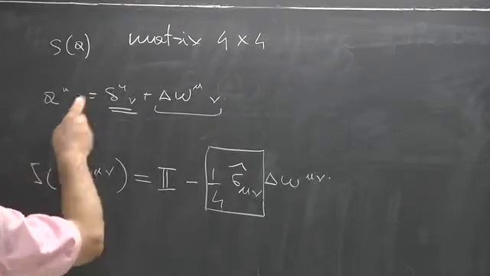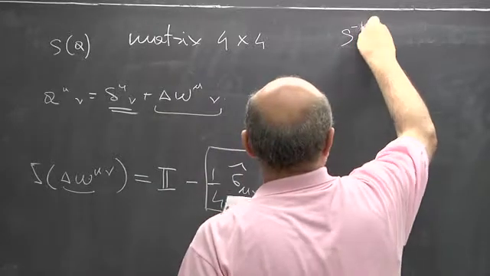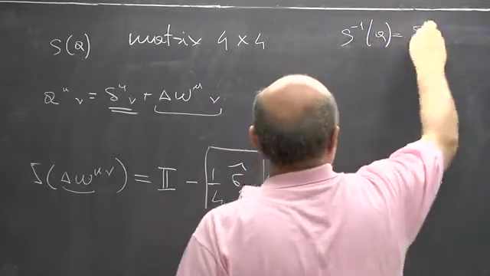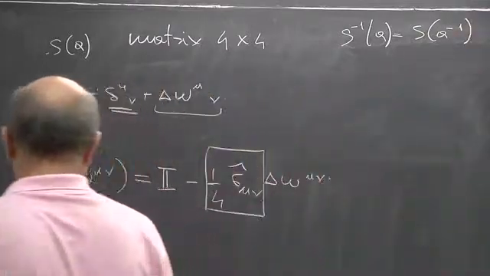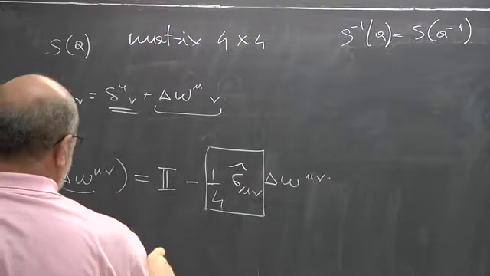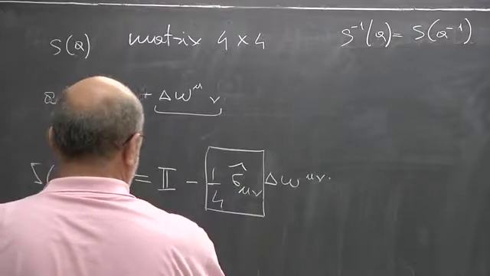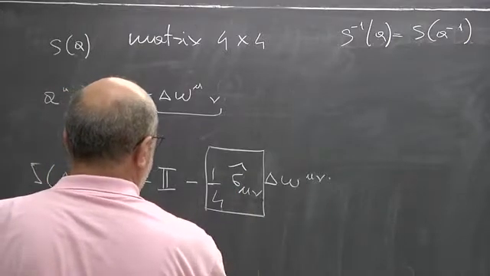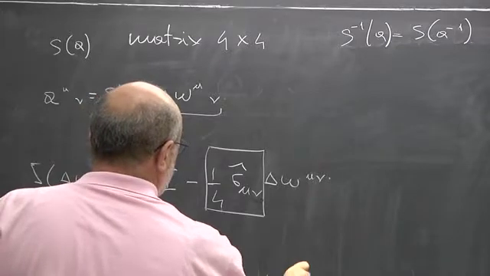Now, the inverse. If you remember, there was that property that S to the minus 1 of A is S of A to the minus 1. So if I take the inverse S minus 1 of delta omega mu nu, what do I get? I have only to change this sign. So I get 1 plus 1/4 sigma mu nu delta omega mu nu.